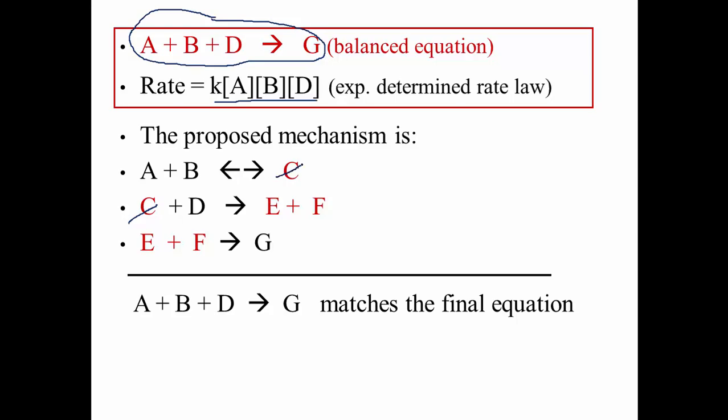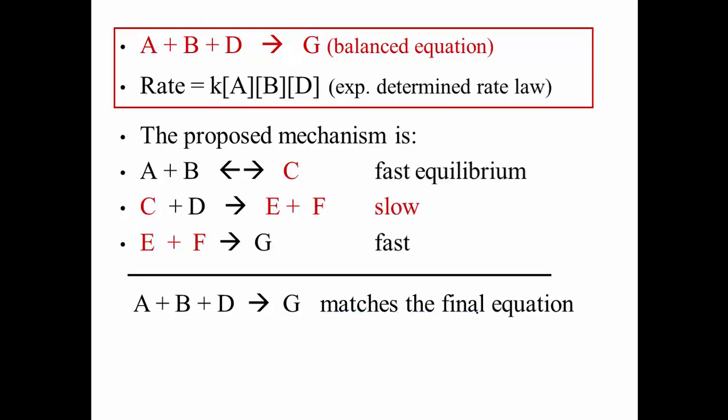And notice our intermediates would cancel, leaving us with A plus B, D, and G. So this does match the final equation. So they have given us this as our slow step. So they're asking us if this is a possible mechanism.